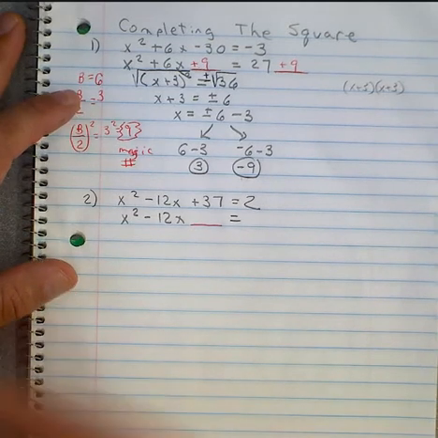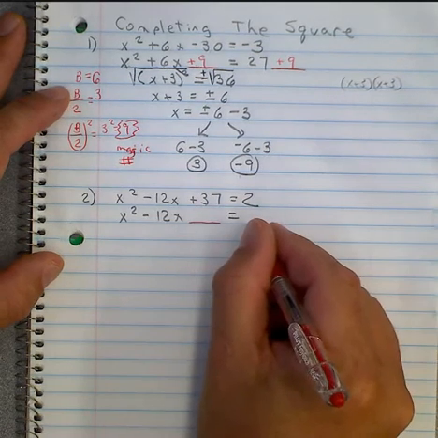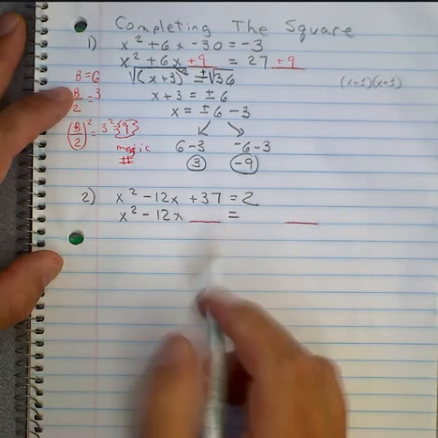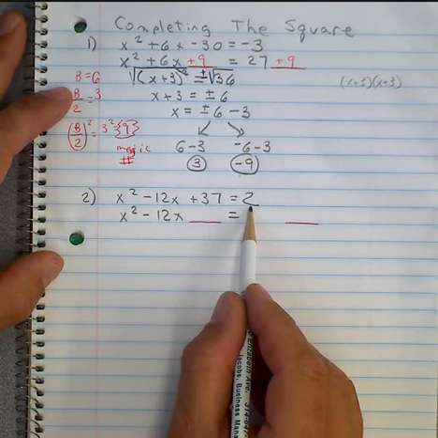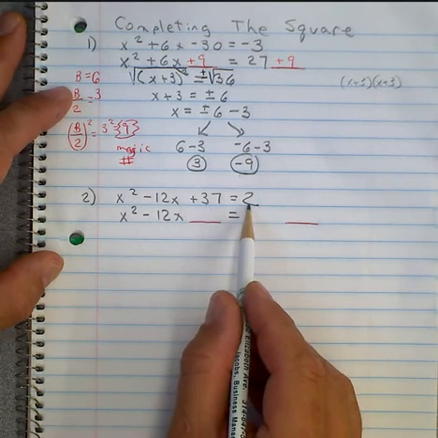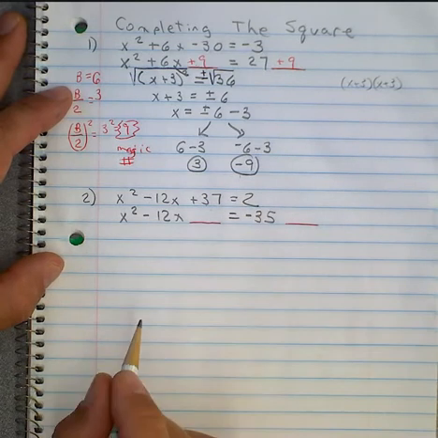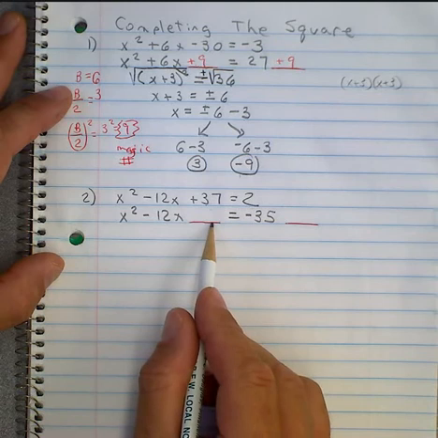So if I add something here, I'll have to add it to the other side also. But I got rid of this 37. Subtracted 37 from this side. That meant I had to subtract 37 from this side. 2 take away 37, that's a negative 35. And I have my places there ready to go for when I figure out what magic number I will add.